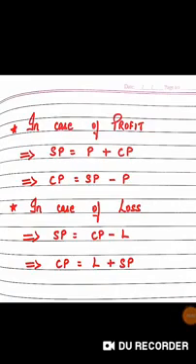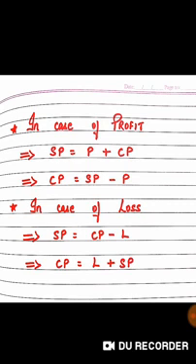Children, selling price is the amount at which you sell an item, and cost price is the amount at which you buy an item. So, in the case when selling price is more than the cost price, you will have a profit. Whereas, in the case when selling price is smaller than the cost price, you will have a loss.